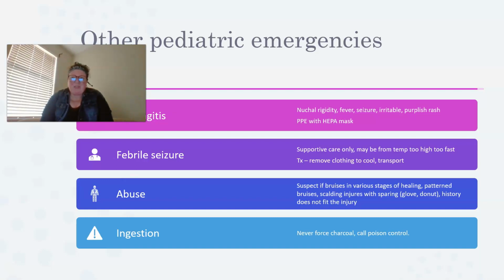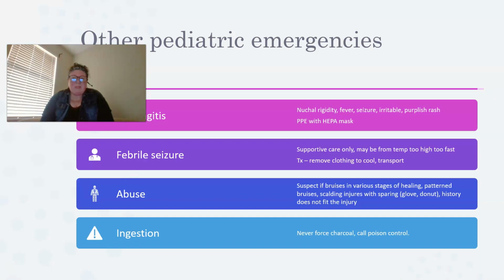Febrile seizures, so this could be if the temperature goes up too high, too fast. We really just want to protect from injury, and you should only have one seizure per illness for a febrile seizure. We just want to remove their clothing and transport. And status epilepticus, remember, if there are two seizures without a period of being lucid in the middle, or it's longer than 15 to 20 minutes, it's status epilepticus.